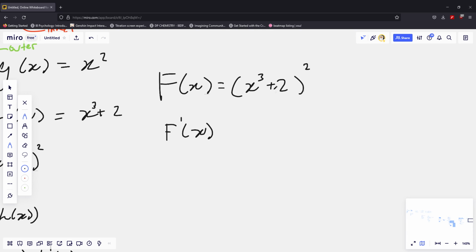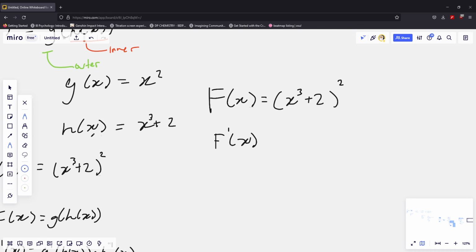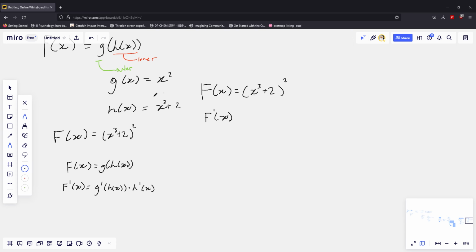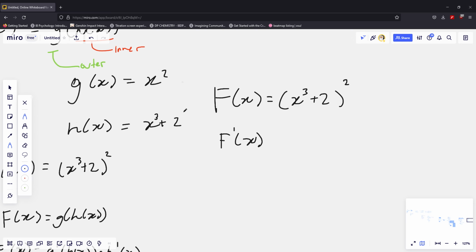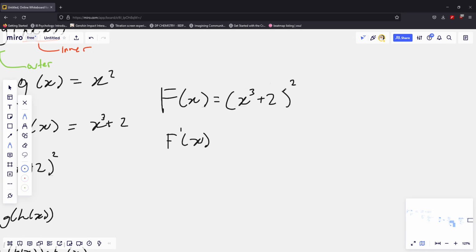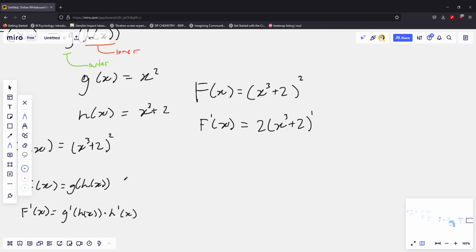Okay, I hope you had a chance to figure it out. Now, we're going to first define h and, oh, actually we've already done this here. We've done g of x and h of x. According to our definition of the chain rule, we need to take the derivative of g of x with respect to h of x. So we're taking the derivative of this whole thing, basically. So you're going to just use power rule: 2 times x cubed plus 2 to the power of 1, right? That's what we're doing. We're taking the derivative of the whole thing with respect to the inner function, which is this.